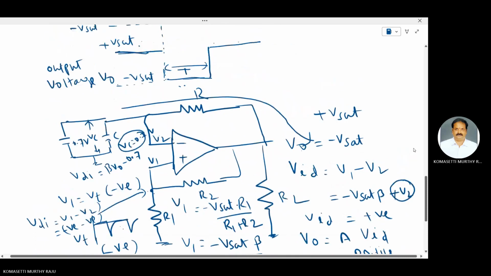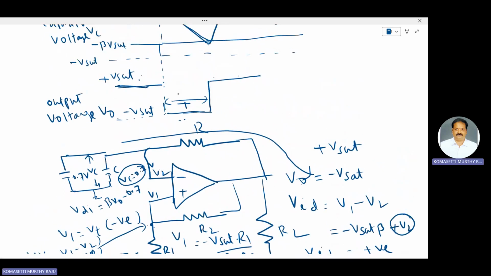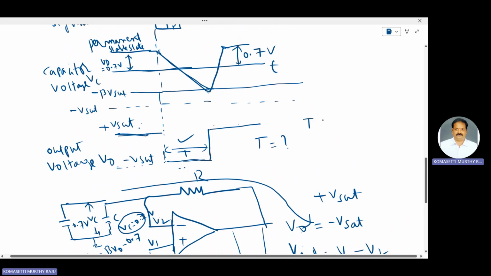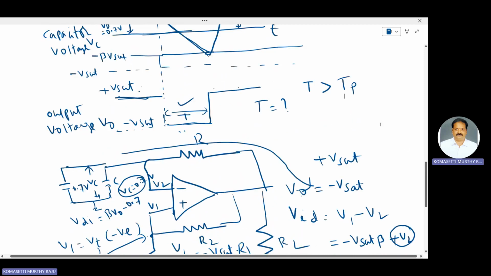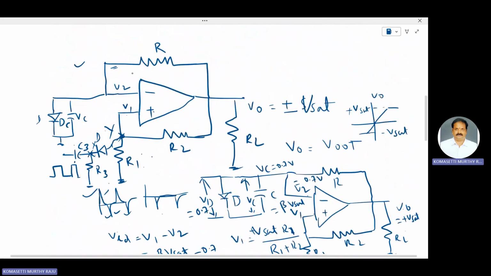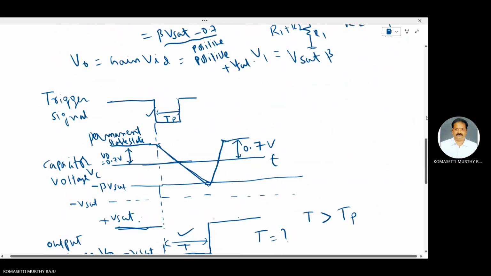Next, find out this time period. The pulse duration T is greater than TP. In the circuit diagram, this is the low pass RC circuit.